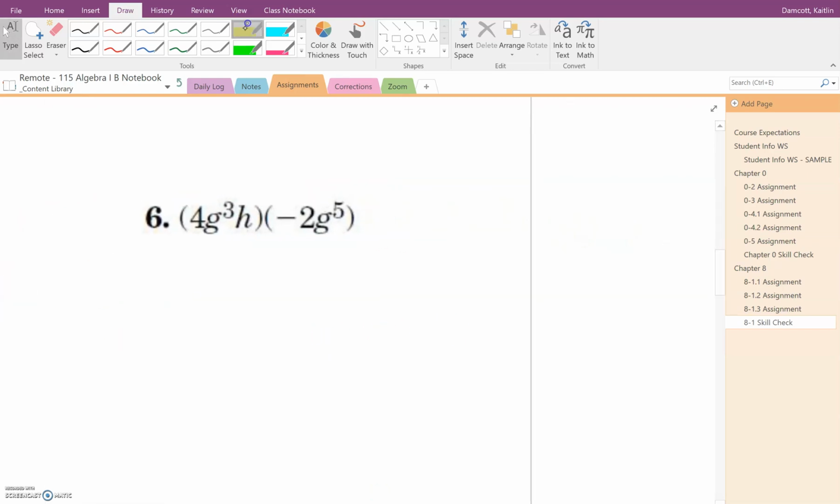All right, next one. Do your numbers first. 4 times negative 2 is negative 8. G to the 3rd, G to the 5th. We have G's, and we have 3 here, 5 there. 3 plus 5 gives us 8. Now, in addition, we also have an H. There is no H in the second set of parentheses, so we just bring it down.